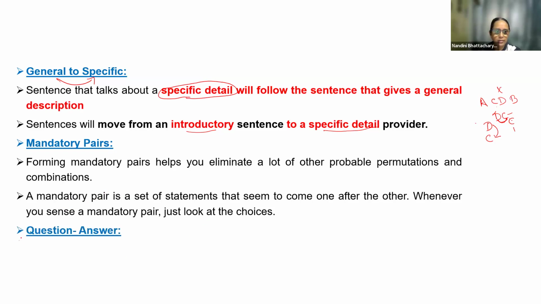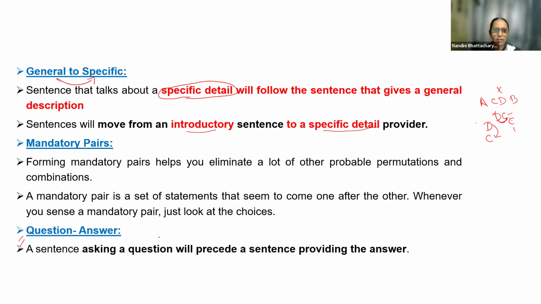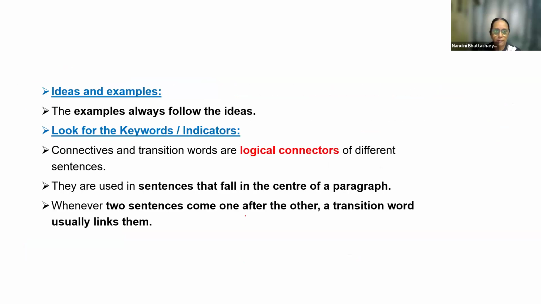Okay, another set of sentences that can come together is question and answers. Maybe one of the sentences is asking a question, so it will be followed by the answer. Then ideas and examples. If an idea is given and there's another sentence which gives specific examples, the two can come together, right? Ideas come first, examples come after that.